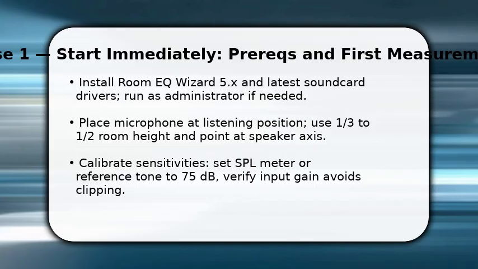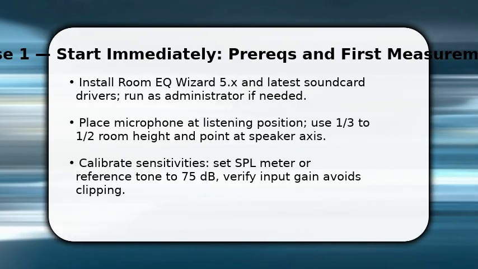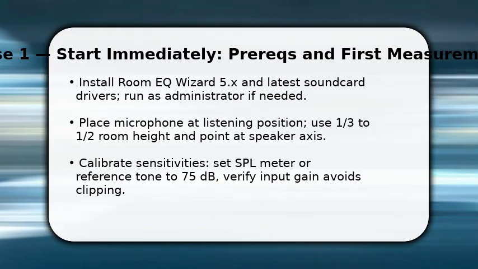Next, set the measurement sweep. Choose sweep length and level, then run a quick test sweep to check input levels. Once done, reduce preamp gain to avoid clipping and make sure the mic sits at your listening position. Point it at the speaker. Begin the first full sweep now.